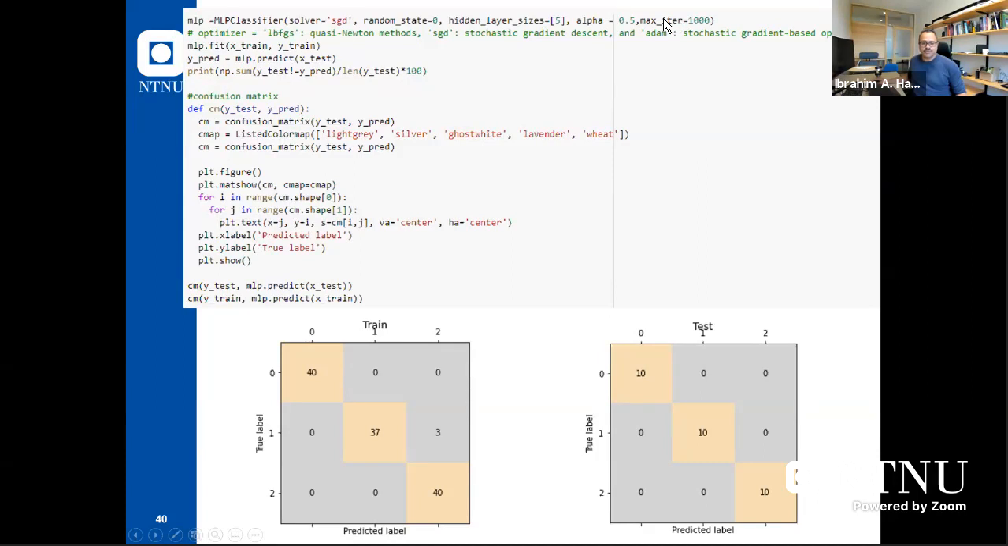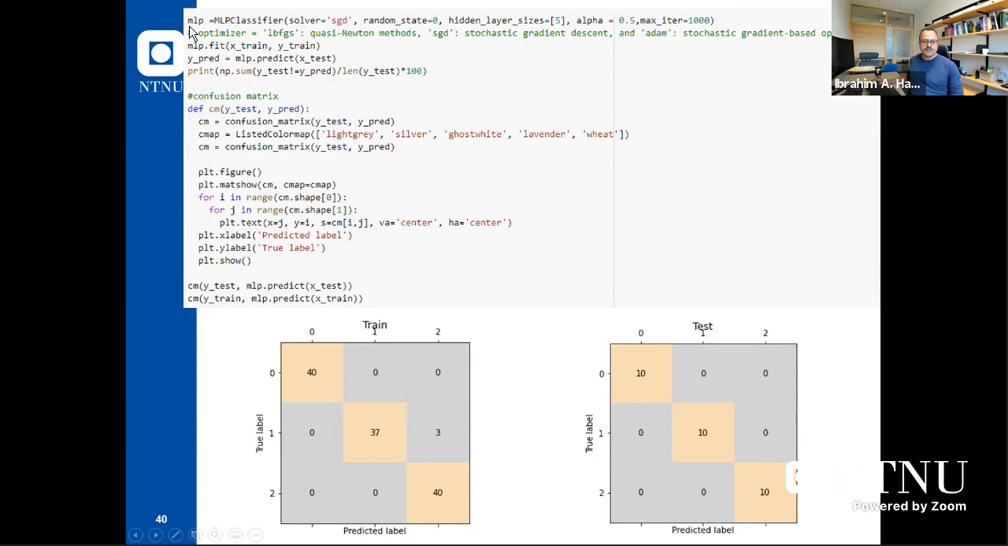This is the maximum number of iterations. You can just Google it, for example, MLPClassifier sklearn. You will find all the options which you can change. There are some defaults. By default, I can just remove all those and go with the defaults. But here I'm just selecting those.